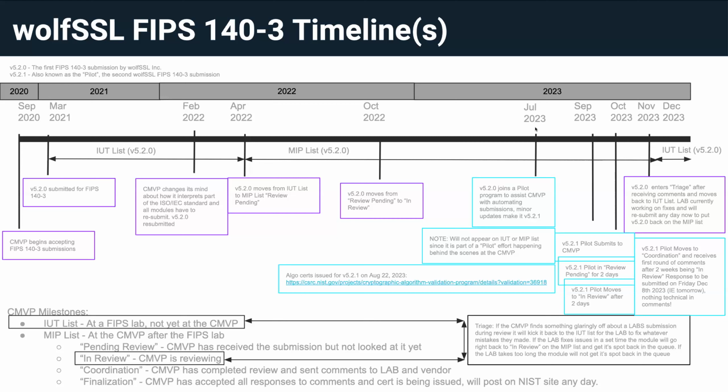Meanwhile, we got to July of 2023, earlier this year, about 5 months ago now. And we had the opportunity to join a similar pilot program to the one that happened back here. The CMVP is attempting to automate this entire process and take a lot of the manual reviewer time out to squish down these timelines where people are sitting on the in-process list in review pending state.